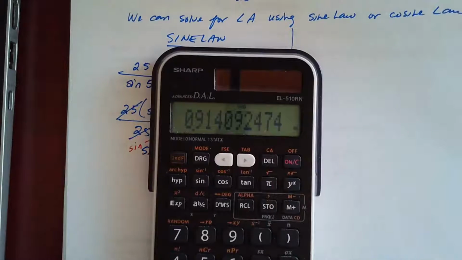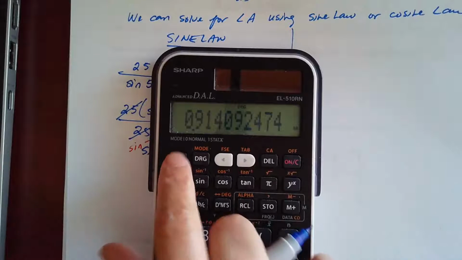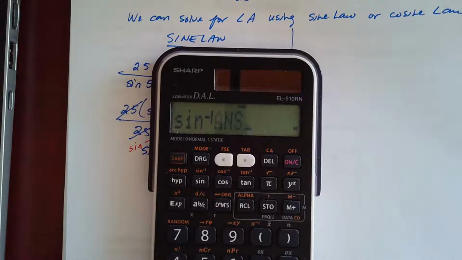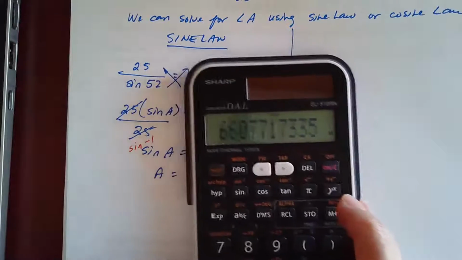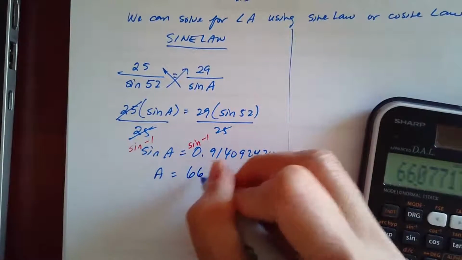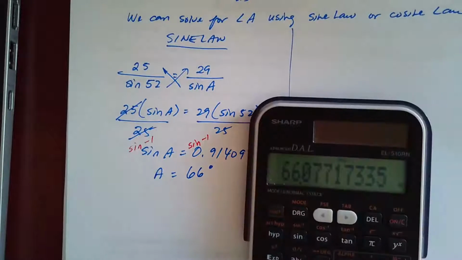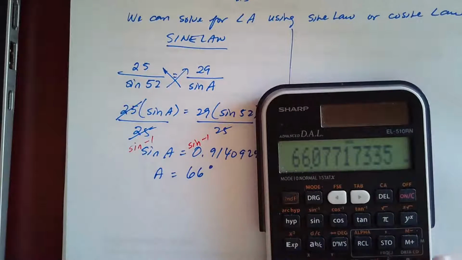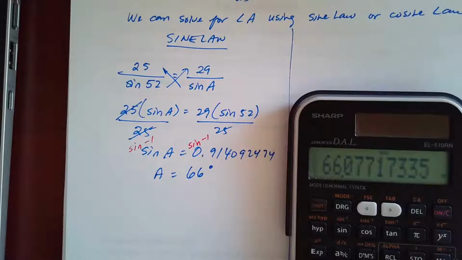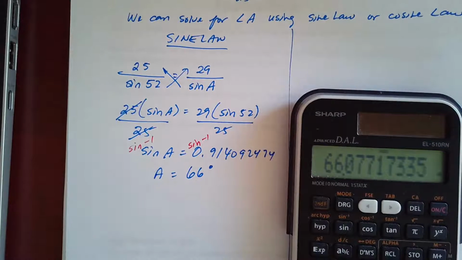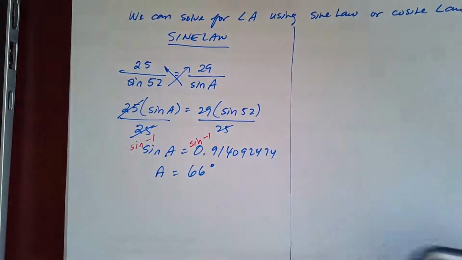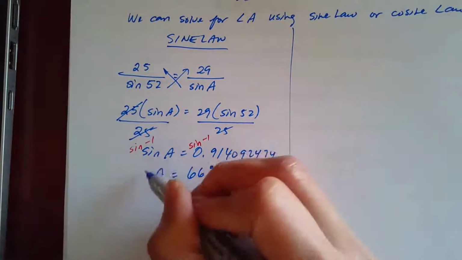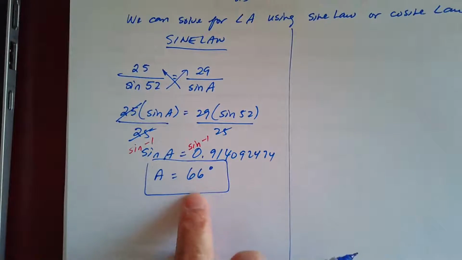So I still have all of the decimals there. I can just go sine inverse. My answer equals 66 degrees. Okay. It depends on the question. If they ask for 2 decimal places, it's going to be 66.08 degrees. Okay, so that's one way of solving for angle A.